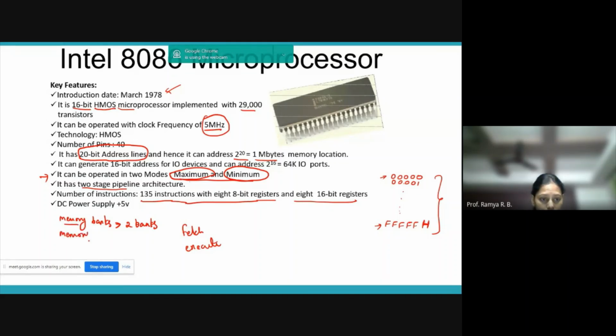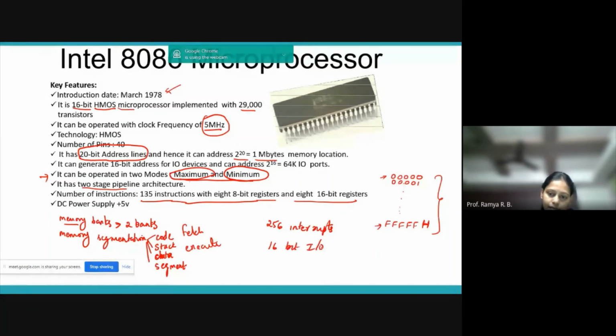8086 has a concept which is called memory segmentation. Another very important feature of 8086 is memory segmentation. Code segment, data segment, stack segment, extra segment. There are 4 segments. Whole memory is segmented into code segment, stack segment, data segment, and extra segment. So this point also we'll be learning in detail. Another important point, 8086 has 256 interrupts. It supports 256 interrupts. And the last point is 8086 has a 16-bit IO address.